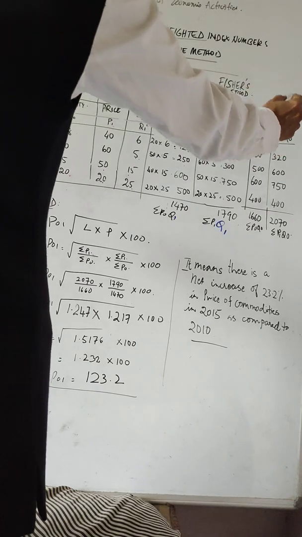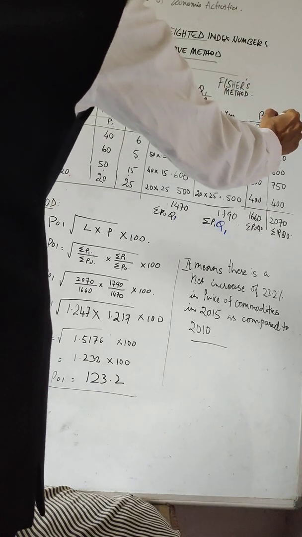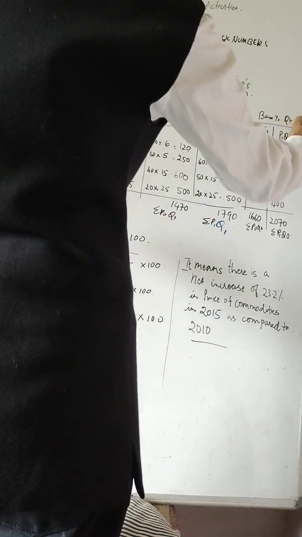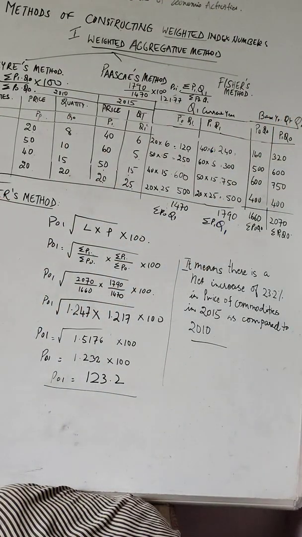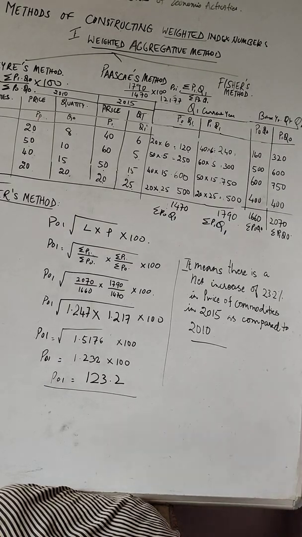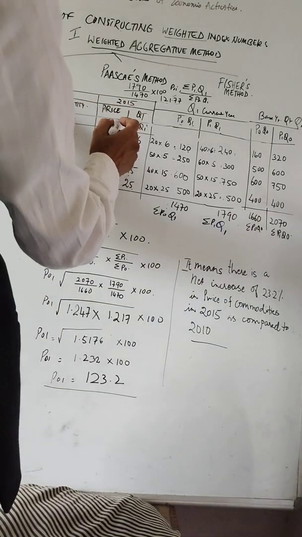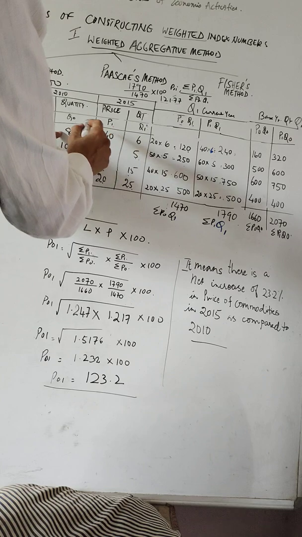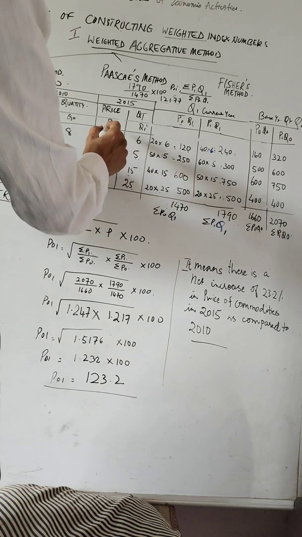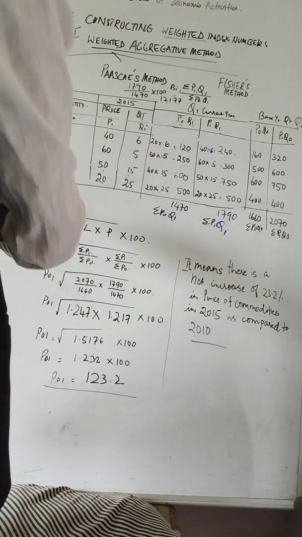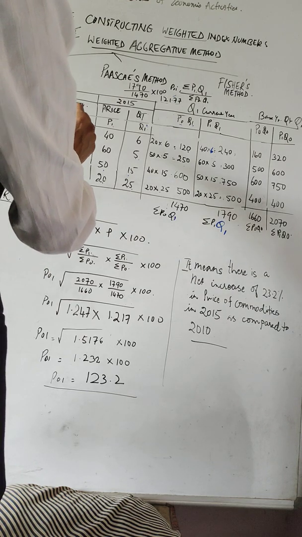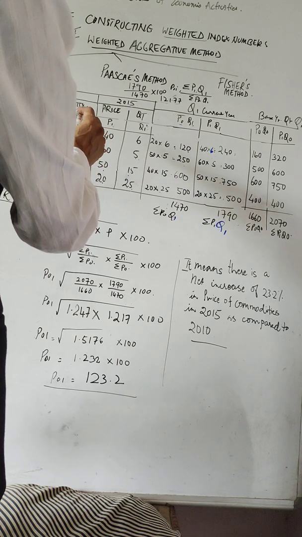Now, the base year, we took the base year quantity here. That is Q0. So how did we arrive at it using the base year quantity? It is P1 into Q0, 40 into 8. P1 into Q0. So that is how we worked out the price.